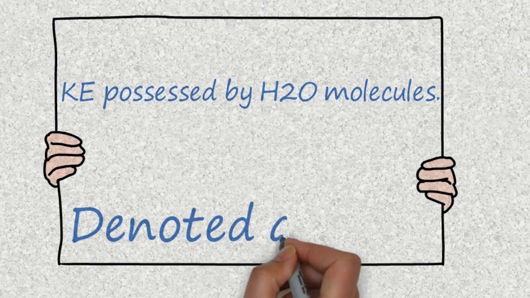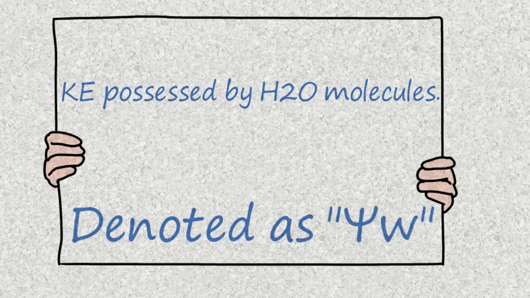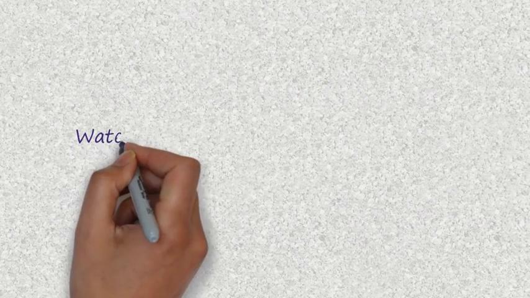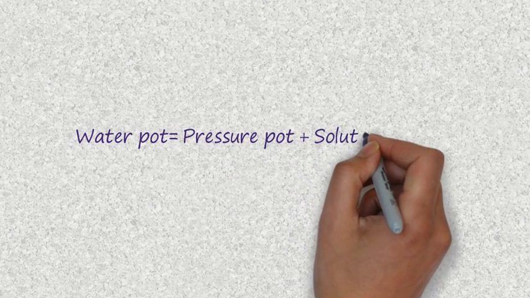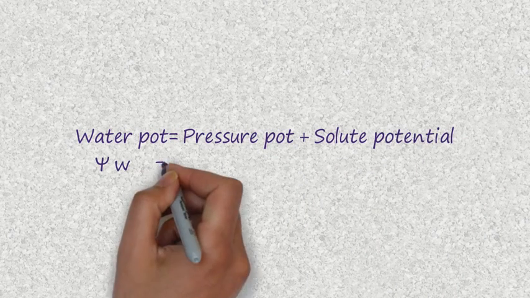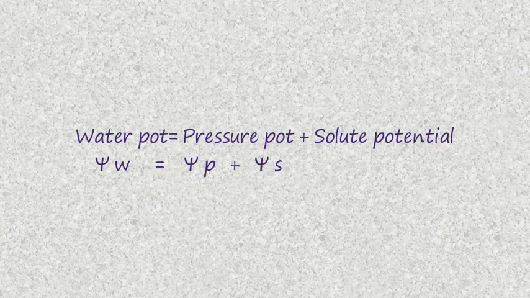Water potential is denoted as psi W and it is dependent on two factors. One is the pressure potential, the other one is the solute potential, and we can write it in the form of an equation that psi W is equal to psi P plus psi S. Psi P is the pressure potential and psi S is the solute potential. So we have to discuss all these three things, I mean water potential, pressure potential and solute potential, in detail.